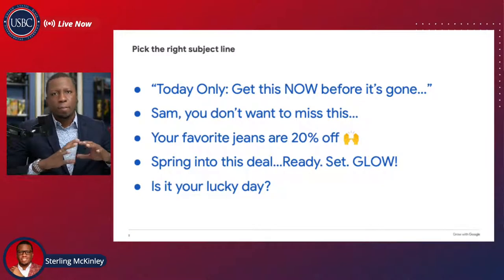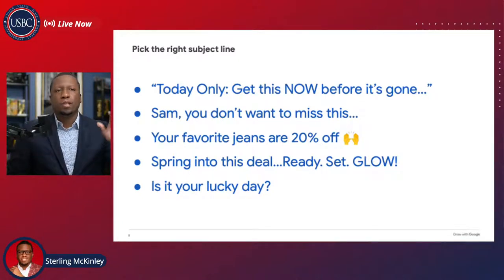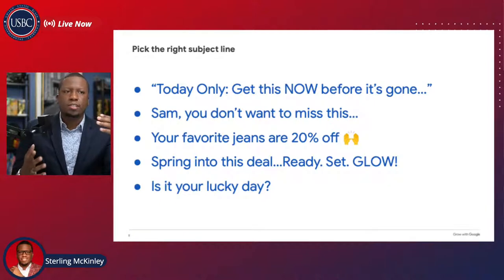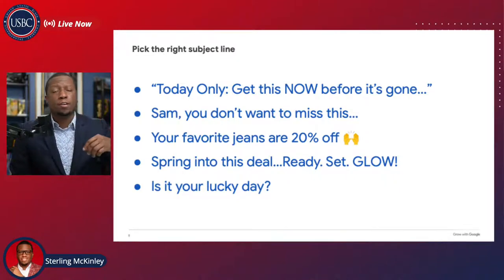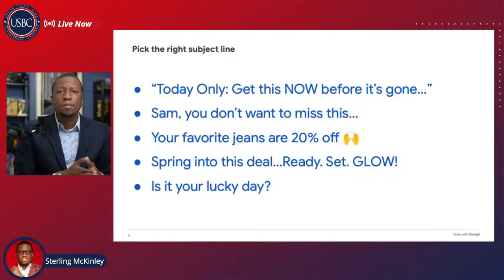So there are many ways to send emails, but these are some of the most used ways. Once again, first, using a sense of urgency. Next, personalizing an email, so saying Sam, saying Tracy. Next, offering a sale, percentage off. Next, using the time of year, the season, an event in your email. And the last one is asking a question. Those are some simple ways that you can have a more effective subject line that's going to get more opens.